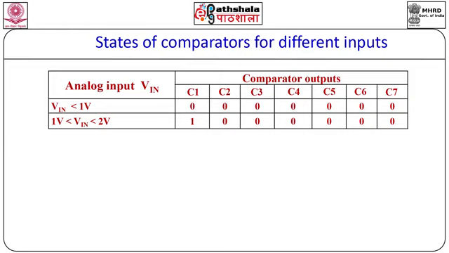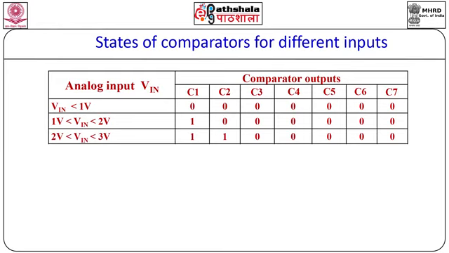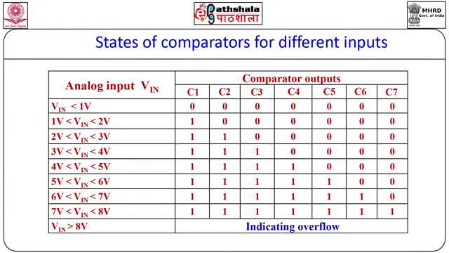When the input is in the range of 2 volt to 3 volt, the outputs of comparators C1 and C2 will be high, whereas all other comparators will be low. In this way, if we increase the voltage up to 8 volt, and if it is within the range of 7 volt to 8 volt, it is found that the outputs of all comparators become high. These outputs can be used to activate the priority encoder, which will generate the digital equivalent of this analog input.